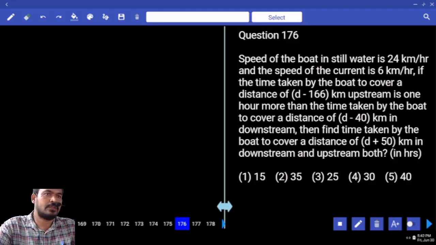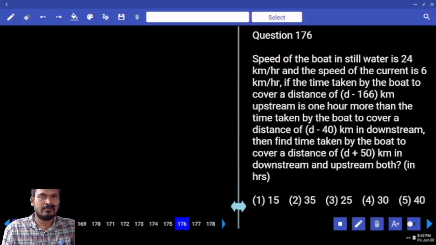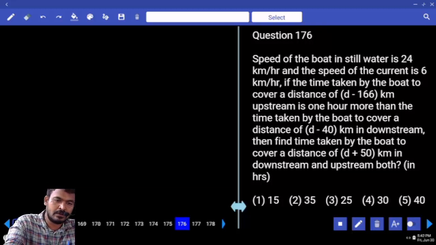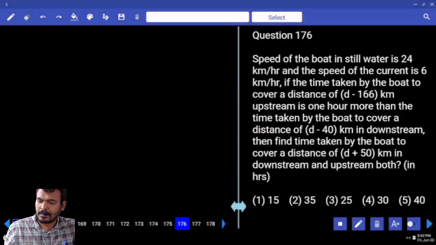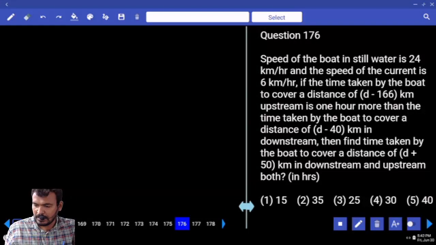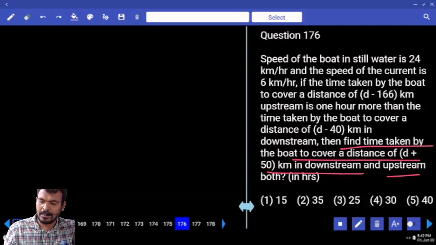Speed of the boat in still water is 24 km per hour and speed of the current is 6 km per hour. The time taken by the boat to cover a distance of d minus 166 km upstream is 1 hour more than the time taken by the boat to cover a distance of d minus 40 km downstream. Find the time taken by the boat to cover a distance of d plus 50 downstream and upstream.